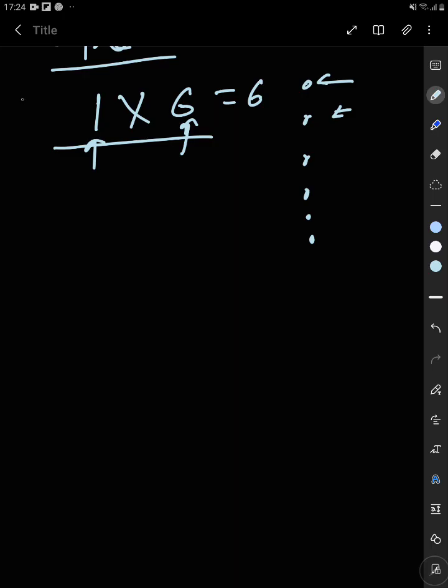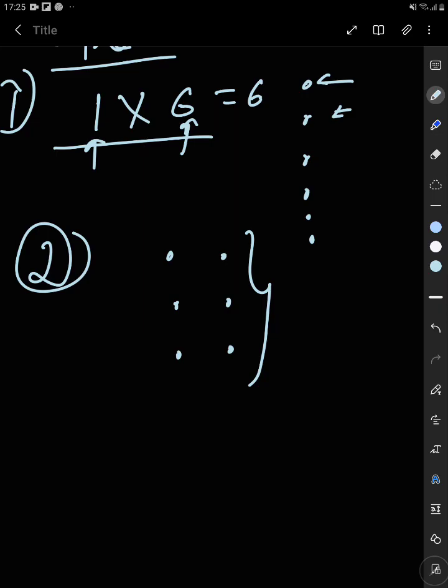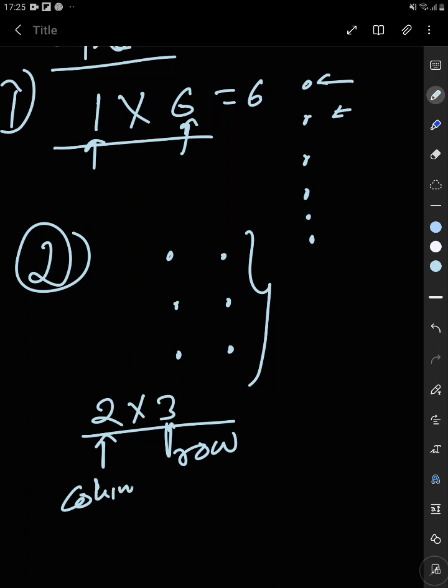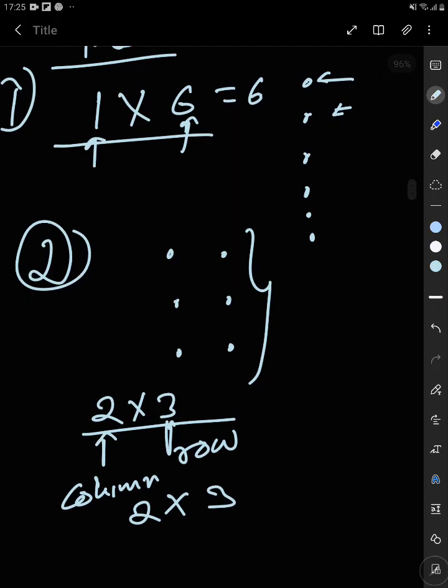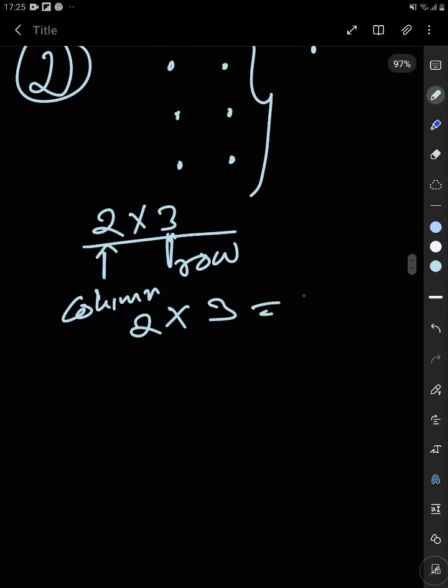This was one way of representation, and the second way can be like this. We make it in three rows and two columns. So we can write this as 2 multiplied by 3. So 3 is the rows and 2 is the columns. So we can say 2 and 3 are the factors of 6. Earlier we saw 1 and 6 are the factors, and now we are saying that 2 and 3 are also the factors.